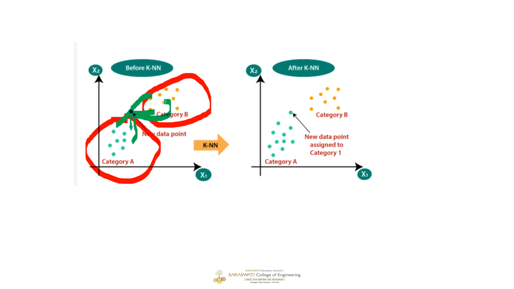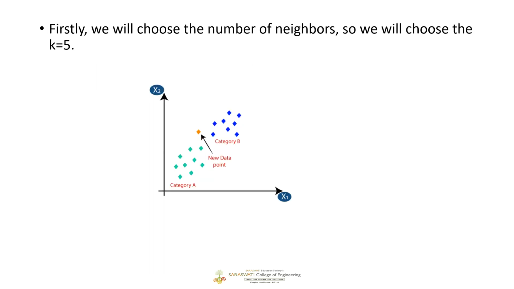And then we will find the nearest neighbors. If more of the nearest neighbors of the blue dot belong to the green category, we say that this new blue point belongs to class A. Let's solve this with an example.